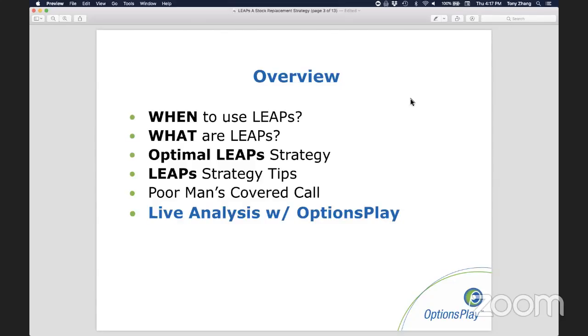Then we'll talk about what LEAPs are and how to construct them. I'll talk a little bit about the optimal LEAP strategy, meaning what type of expirations and what type of strike prices we see are best suited for this type of strategy. I'll also talk about some trading tips for how to utilize the strategy.